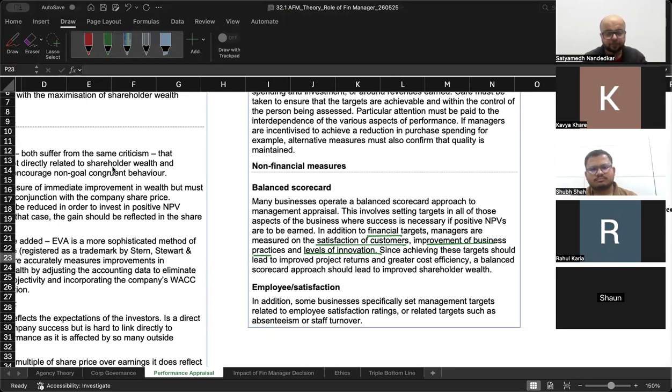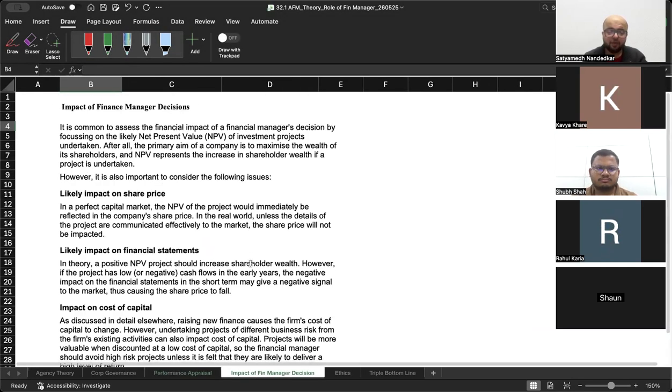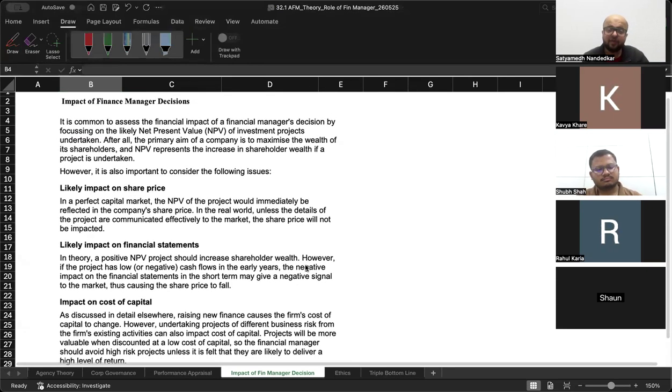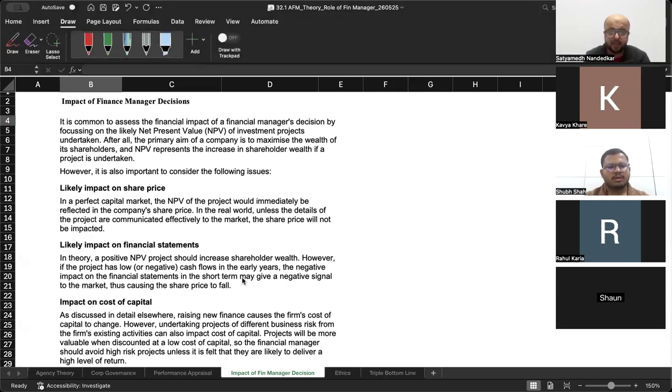Now let's look at the impact of financial manager decisions. The decisions that are taken by the finance manager have an impact on share price, on the financial statements, on the cost of capital. Now, if the directors take a decision and choose a project which is delivering positive NPV, naturally it will lead to an increase in shareholder wealth, company value will increase, share price will increase.